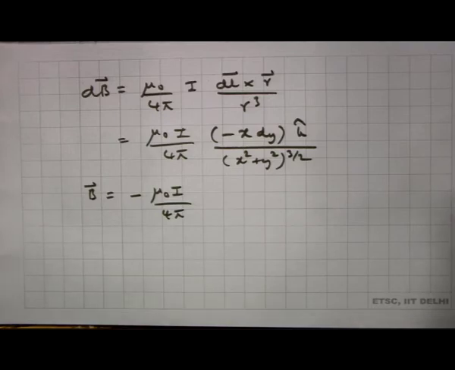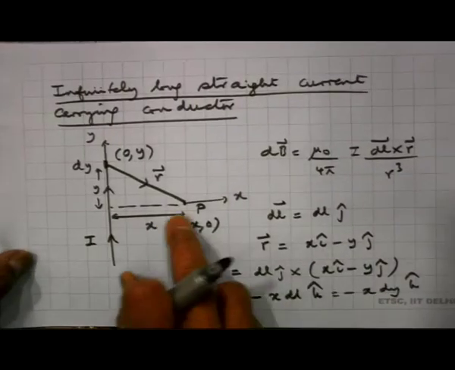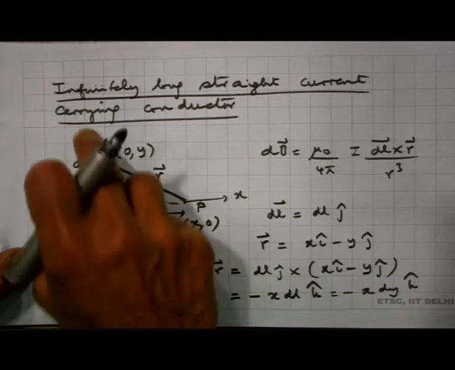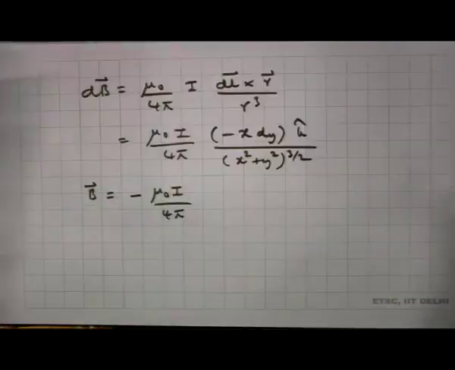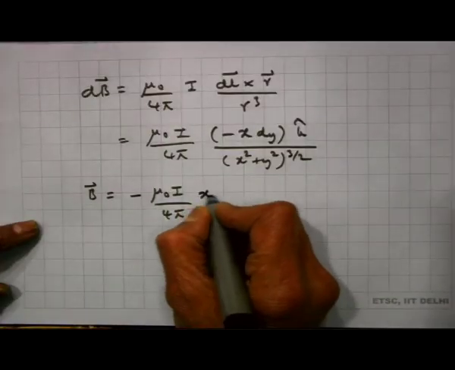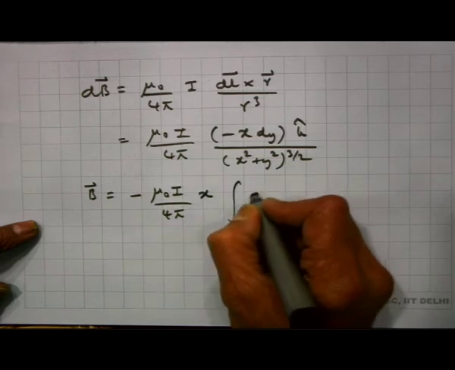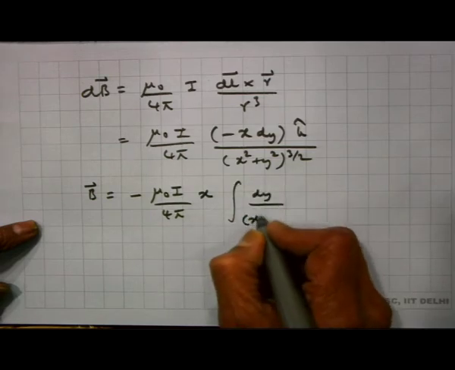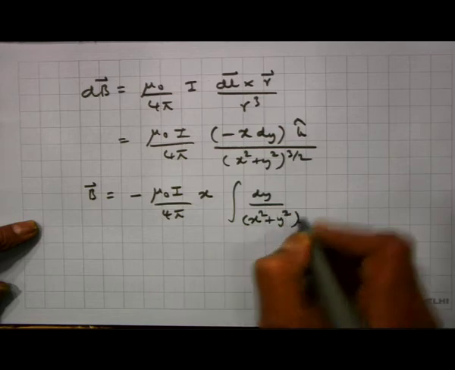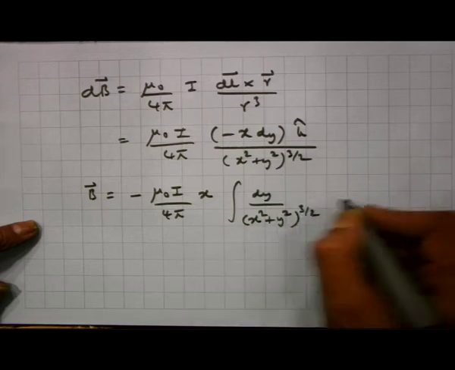Now, x is independent, x is this distance from here to here, that is independent of my integration variable. So, x comes out, x integral dy by x square plus y square raised to the power 3 by 2 and into k cap.